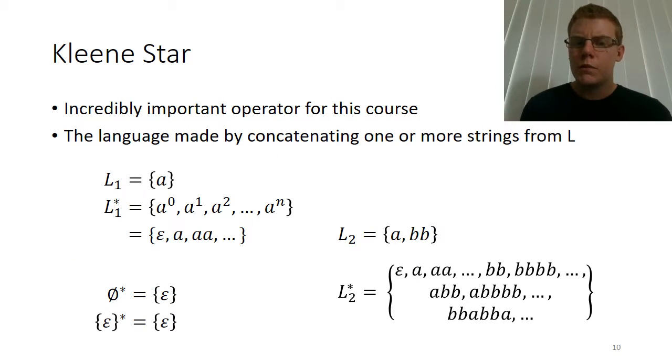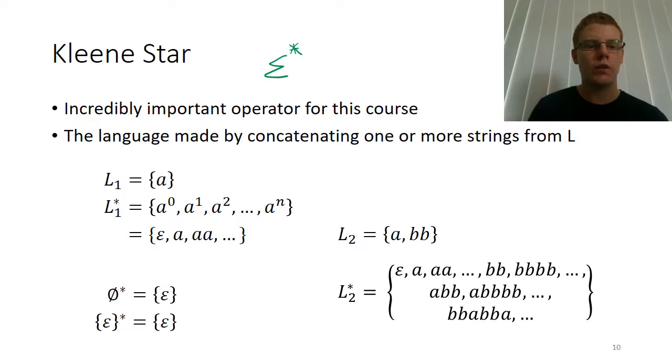So if you remember from the previous video, I talked about all of the possible strings that can be built from an alphabet being the alphabet to the power of an asterisk. And I mentioned the phrase Kleene star there. The Kleene star is a very important operator for this course, and it is defined with respect to the concatenation that we've just talked about before.